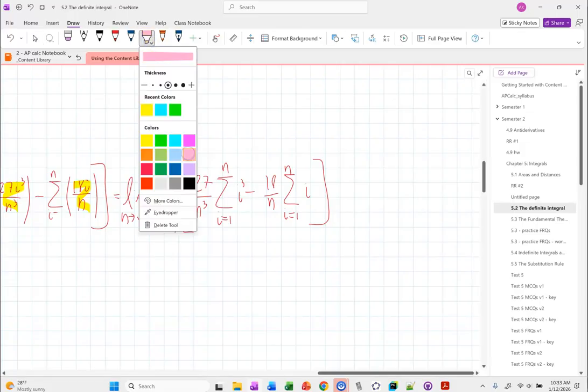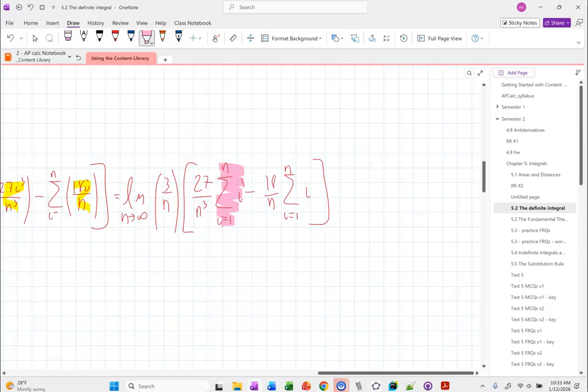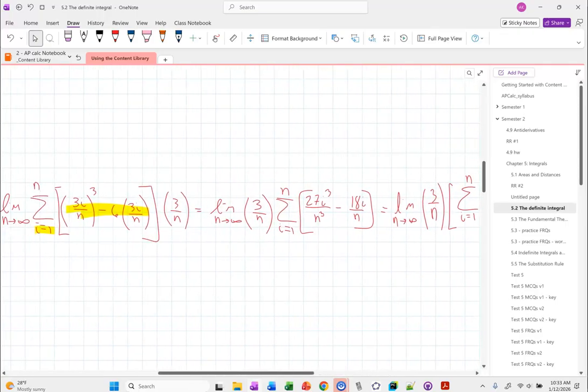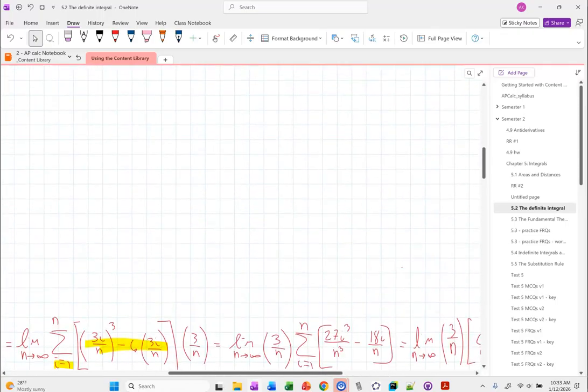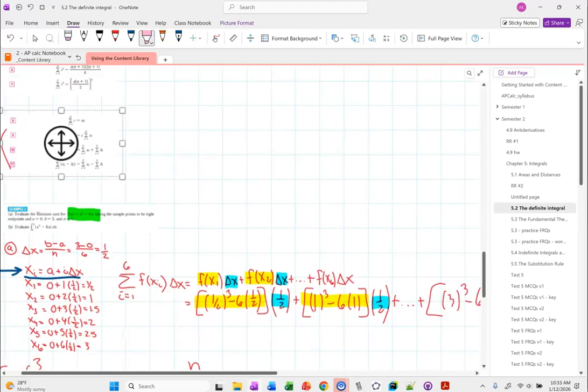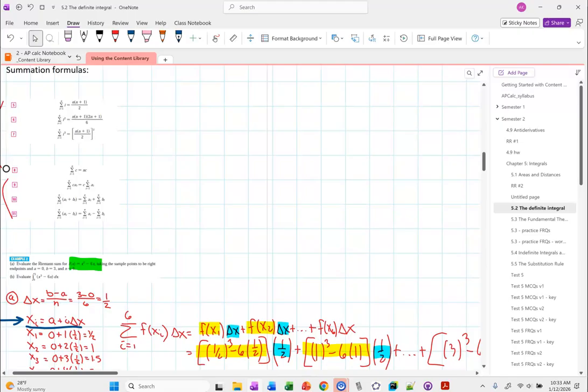Now, this guy and this guy, these were on my list up here. The sum of i cubed I can replace with n times n plus 1 over 2 squared. And the sum of i I can replace with n times n plus 1 over 2.